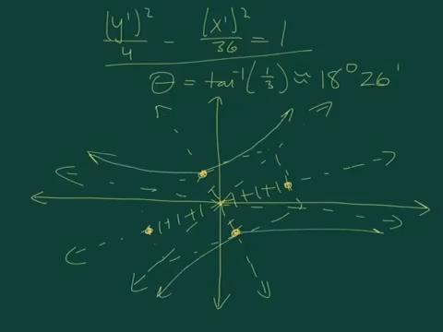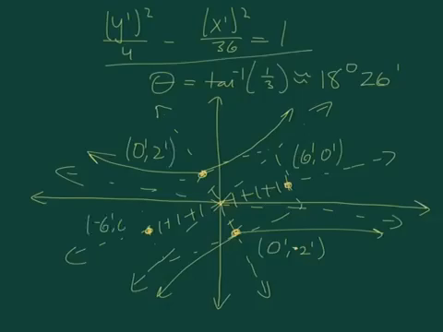I don't think we need to label all that many points, but what you want to do is first label it in terms of the primes. So this is going to be 0 prime, comma 2 prime, and this will be negative 6 prime, comma 0 prime. Wait, no, that's negative: 0 prime, positive 2 prime, and negative 6 prime, 0 prime.